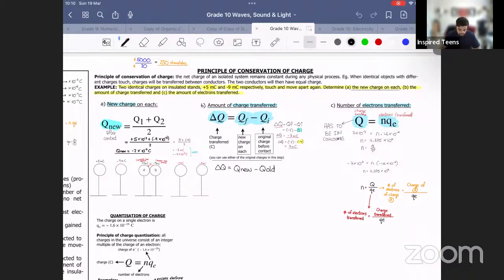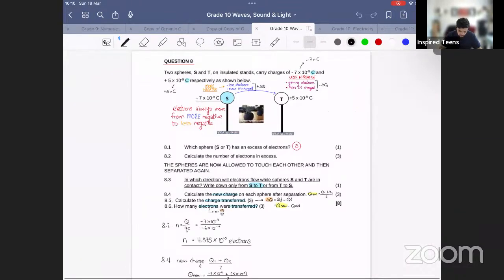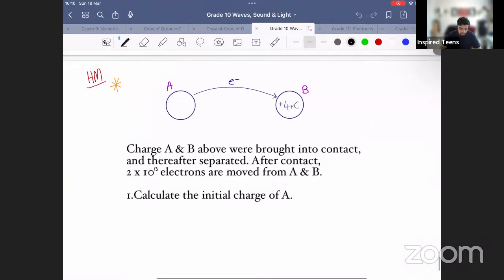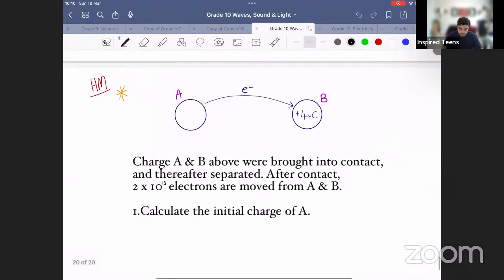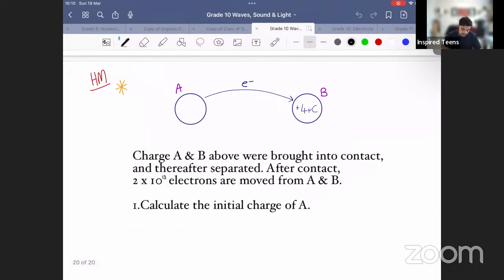Let's have a look at this example. This example tells us that charge A and B above were brought into contact, and thereafter separated. After contact, 2 times 10 to the 13 electrons were moved from A to B. Since the electrons were moved from A to B, can someone tell me which one is more negative, A or B? Just from that information. Electrons were moved from A to B. So which one is more negative?